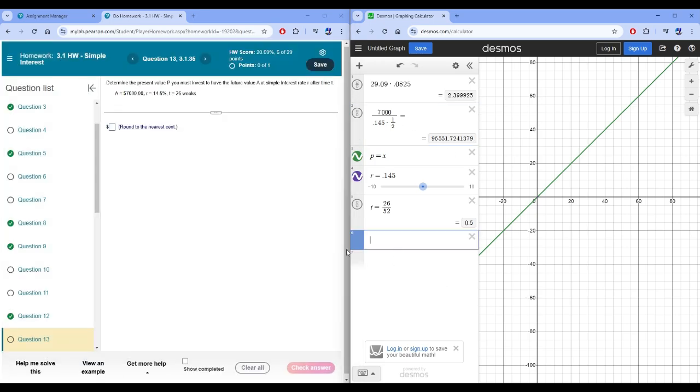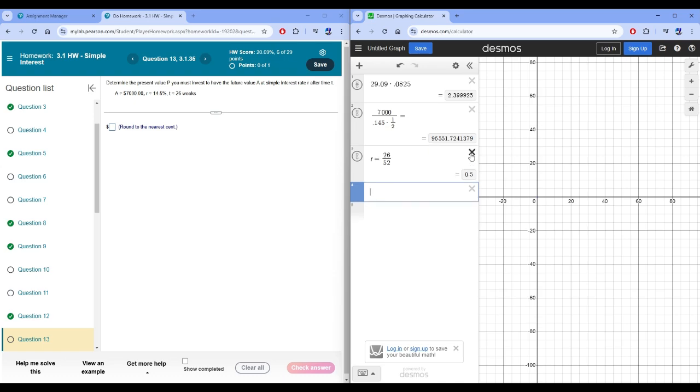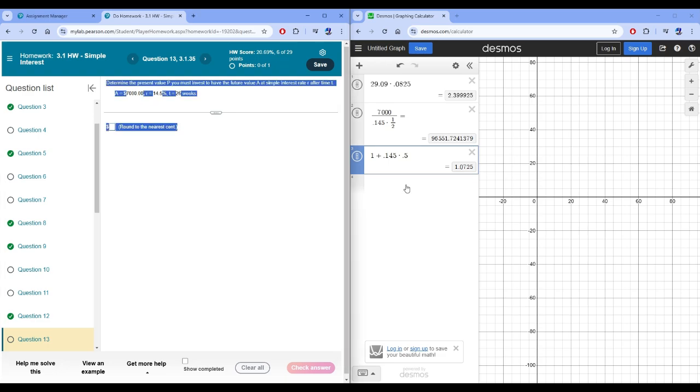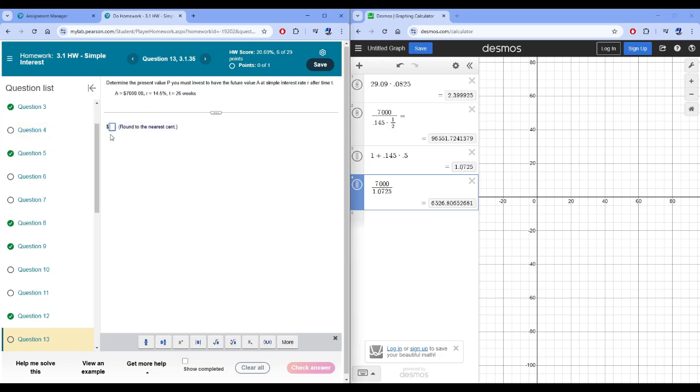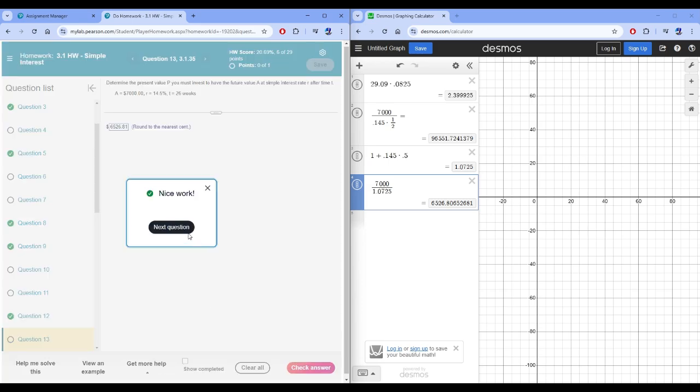Let's clean this up a little bit. Let's do 1 plus, what's my rate? 0.145 times 0.5, which gives me that number. And then it's going to be 7,000, which is my amount I'm trying to get, divided by 1.0725, which means that I should be investing that much into the bank. 626.01, I guess. 62526. Yep, there you go. Okay, so just really working backwards, guys.